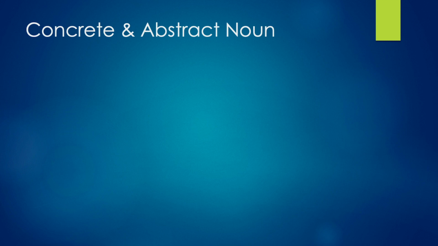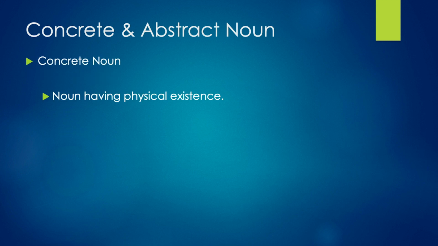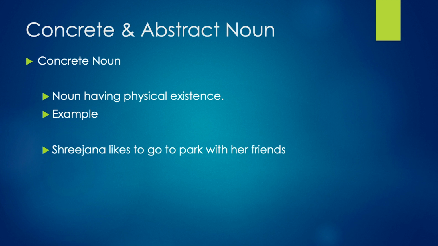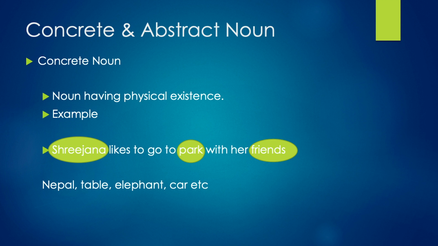Concrete noun. All the nouns that have physical existence, or the nouns that we can touch or see, are called concrete nouns. The concrete nouns include the names of people, places, animals, and things. For example, in the sentence, Srijana likes to go to the park with her friends, the words Srijana, park, and friends are concrete nouns, because these words have a physical existence. The words like Nepal, table, elephant, car, etc. are a few more examples of concrete nouns.